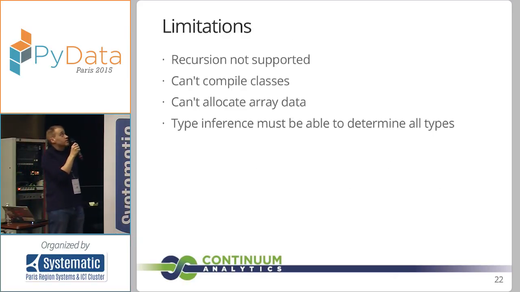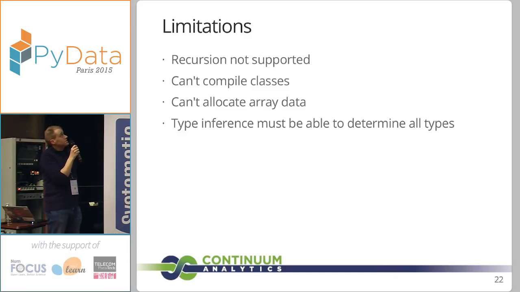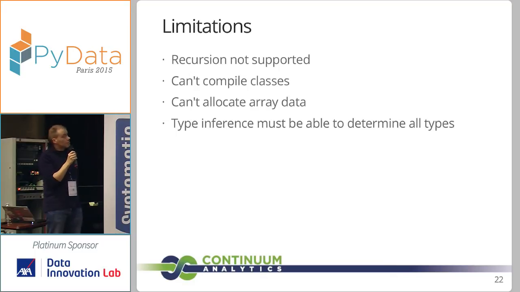Other limitations: recursion is not yet supported, so this is something we plan to look into because it's quite useful. We can't compile classes. One reason is that we don't know exactly what it will mean to compile classes. Do we want to infer the structure by ourselves, or do we want to have the user declare all the fields and their types? We don't know yet, so it's an open question. We can't yet allocate array data from functions, which is a bit annoying limitation. But this is something we plan to lift in the coming months, I think.